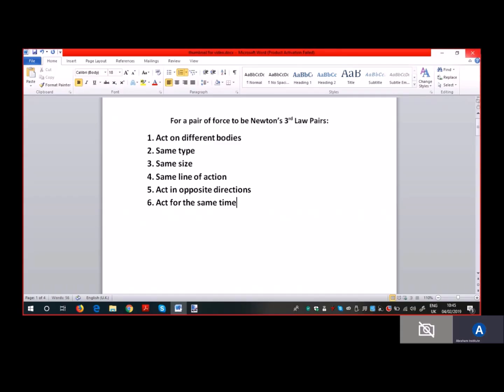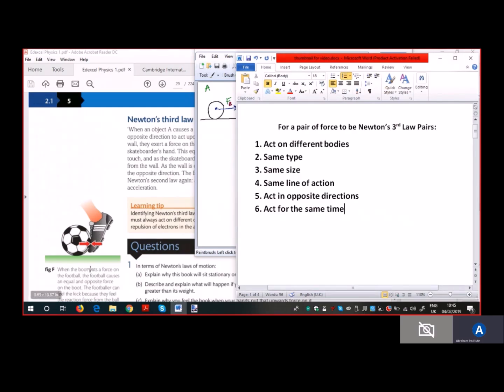You can see here, remember the impulse force example I gave you. When the bat hits the ball, the time that the ball is in contact with the bat is the same time that the bat is in contact with the ball. So the bat exerts an impact force on the ball, and the ball exerts an equal and oppositely directed impact force, or contact force, on the bat. So the forces they exert on each other are the same type.